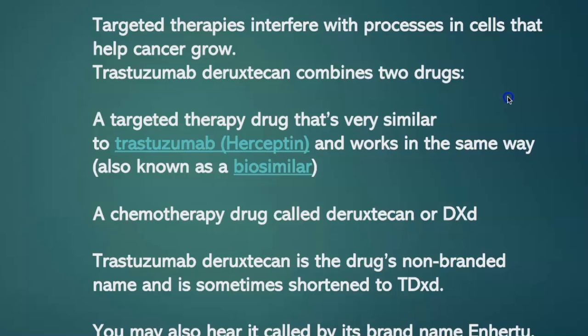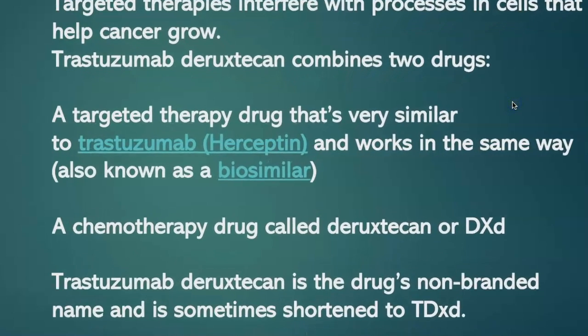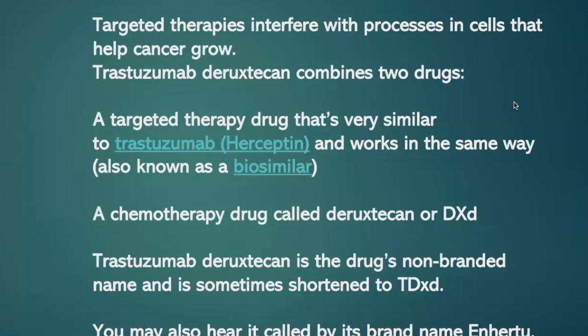There's another drug that's called trastuzumab deruxtecan, and that is a combined approach. It combines a chemotherapy drug with the trastuzumab. So in other words, you're going to get the effect of hitting the receptor and also hitting the tumor with chemotherapy. And the name of this combined drug is called Enhertu, the common brand name.